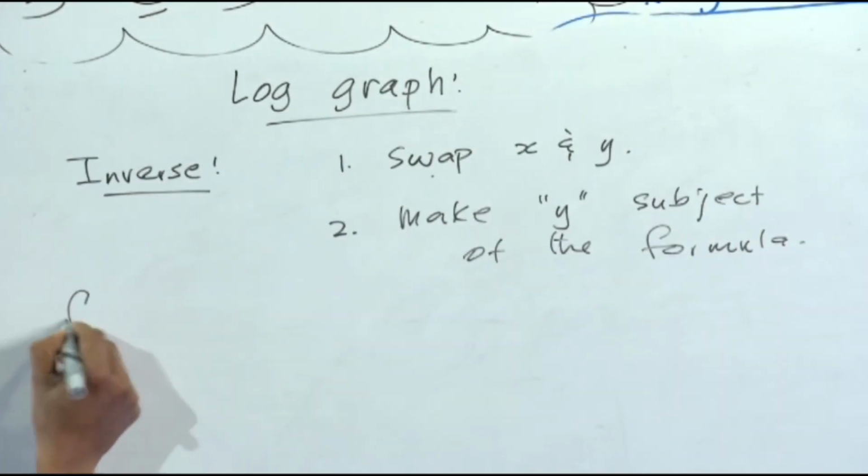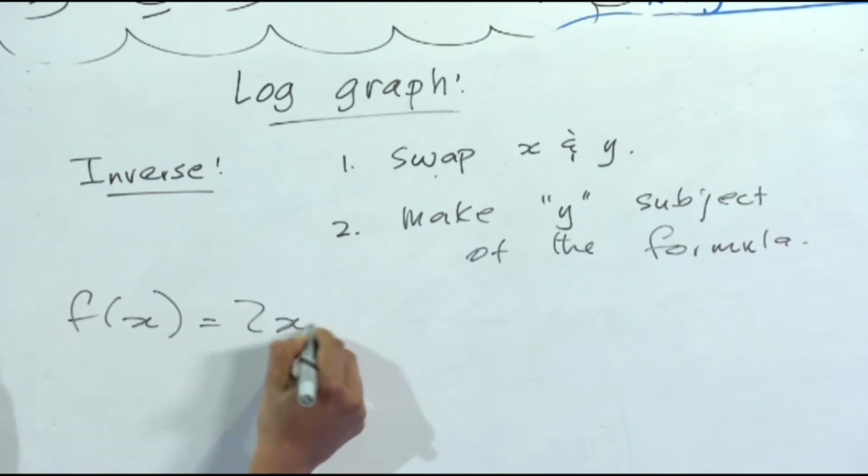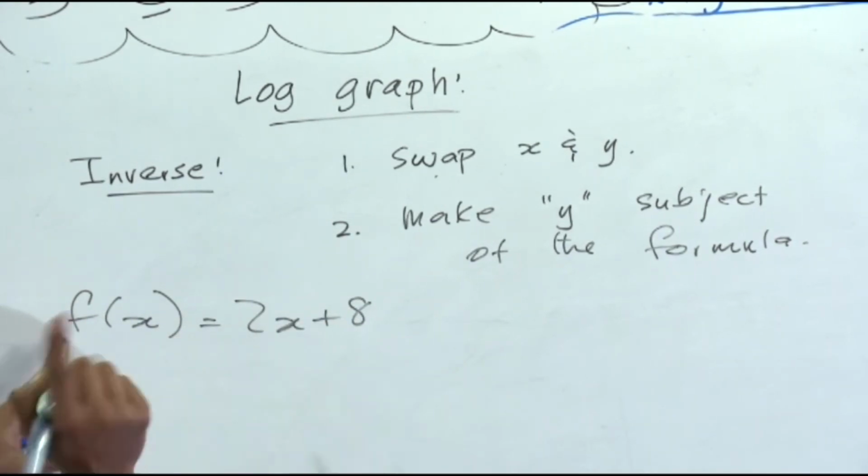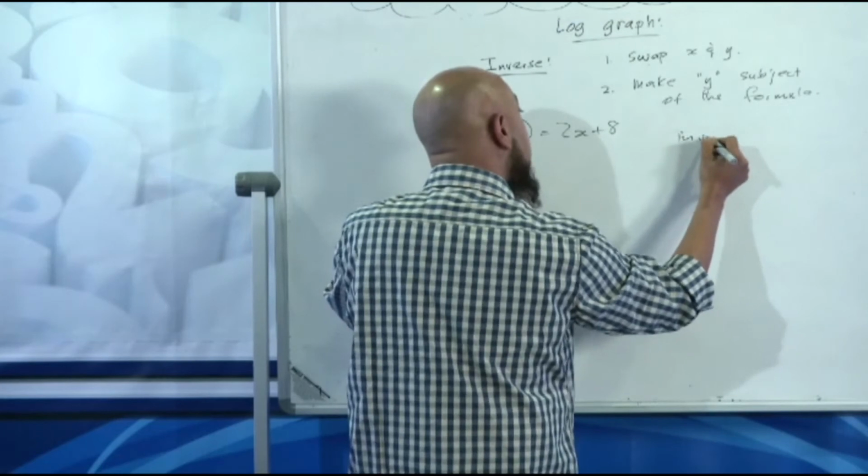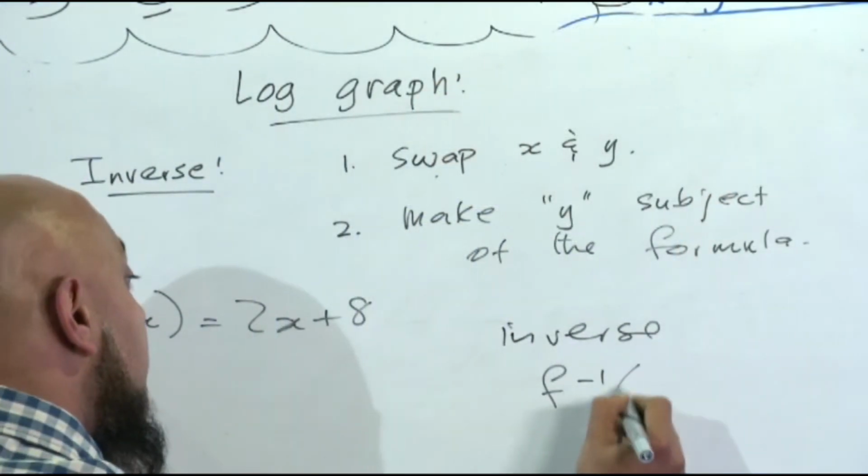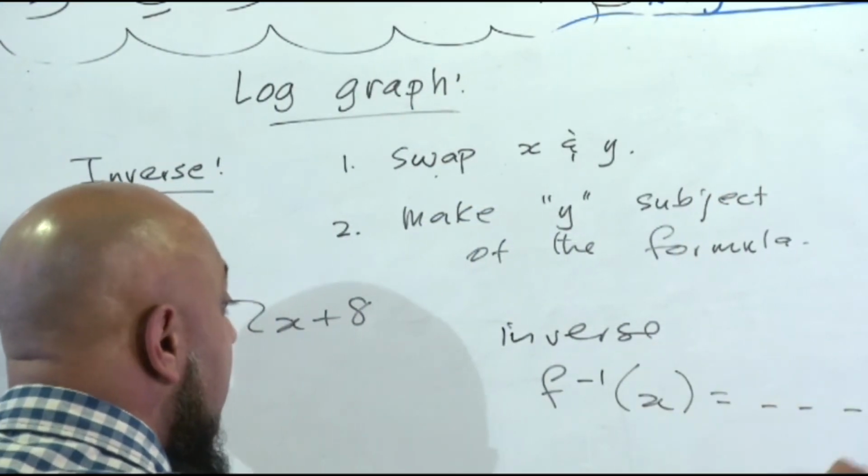I'm going to tell you f of x is equal to 2x plus 8. Grade 12, I want the inverse function in the form f of minus 1 of x equals whatever, for 4 marks.